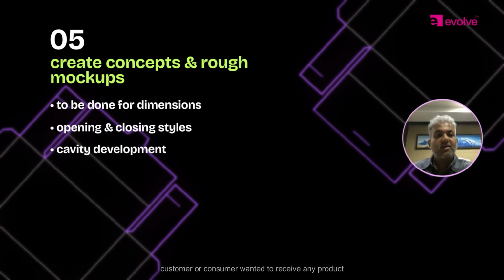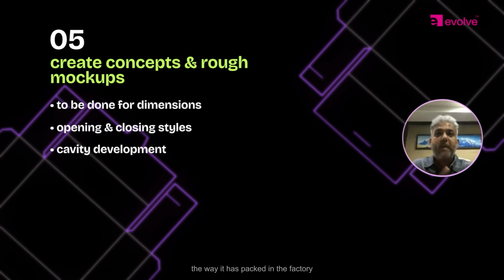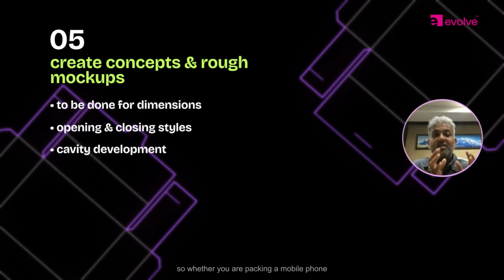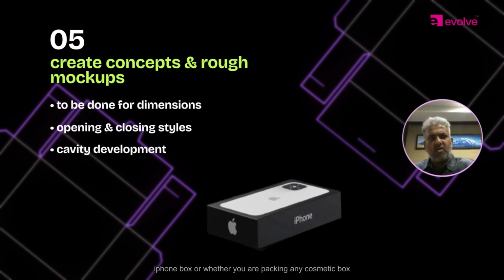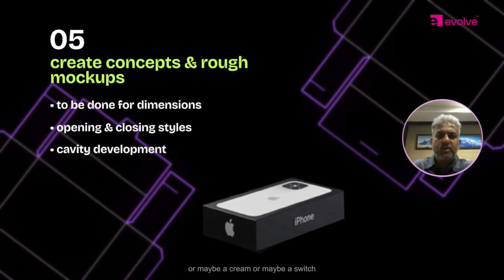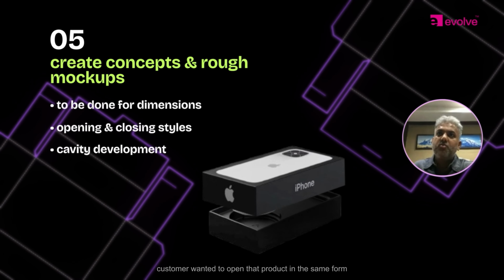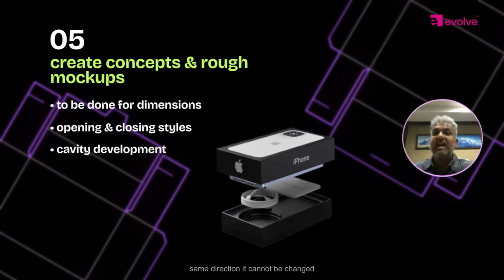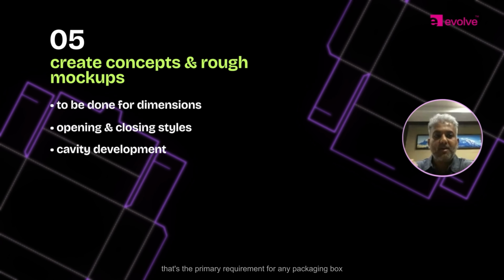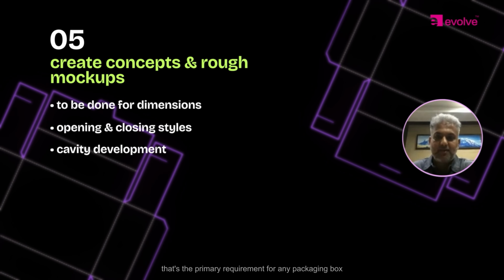The customer or consumer wants to receive any product the way it was packed in the factory. Whether you are packing a mobile phone, an iPhone box, a cosmetic box, or maybe a cream or a switch, the customer wants to open that product in the same form, same direction. It cannot be changed. That's a primary requirement for any packaging box designing.